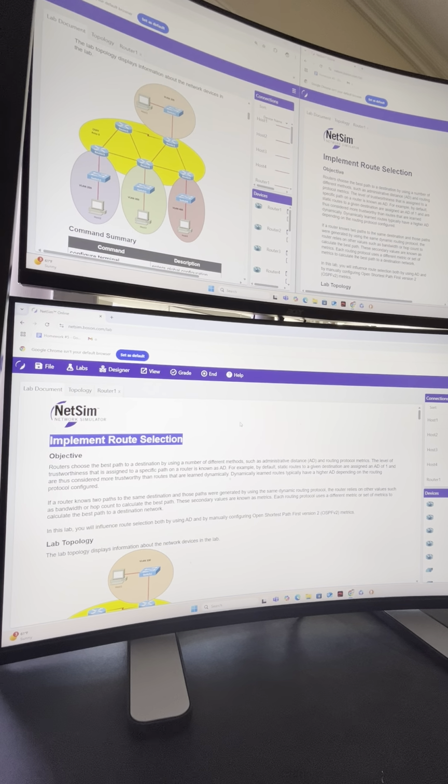I am Benjamin Williams and today we're going to be doing another lab within Boson NetSim. Today's lab is going to be on implementing route selection. So let's go ahead and read our objective for this lab.